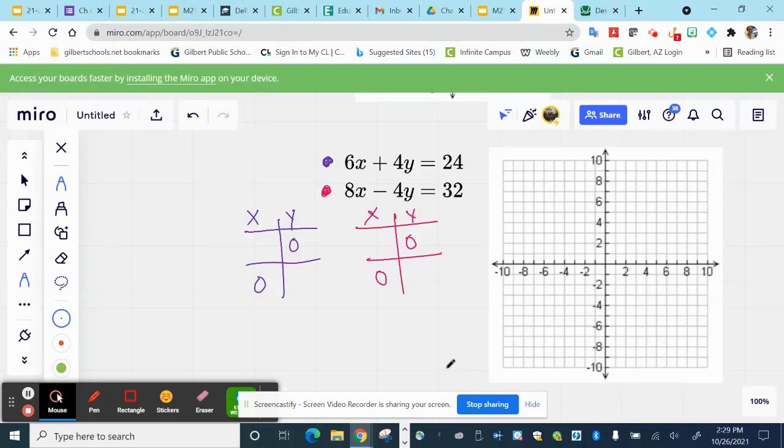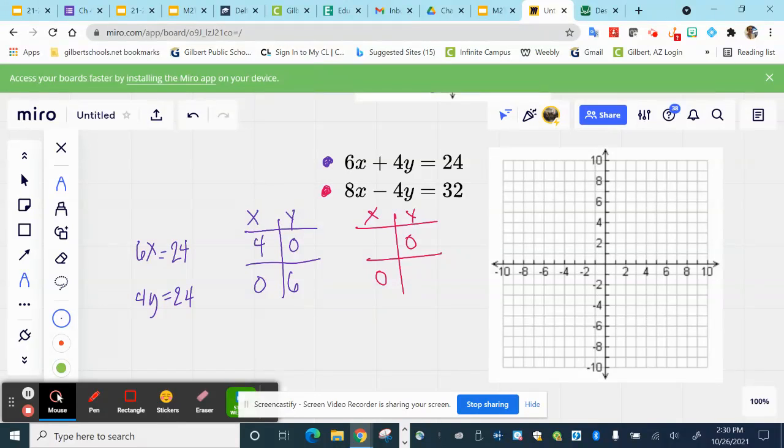So the first one, if I want to find the x-intercept, a 0 goes in for y, which means this term, the 4y, is going to go away. So that's going to be 6x is equal to 24. And when I divide by 6 on both sides, that ends up giving me 4. Then to find the y-intercept for that same equation, I am going to get rid of the x. A 0 goes in for the x term, which leaves me with the equation of 4y equals 24. So when I divide by 4 on both sides, that y gives me 6.